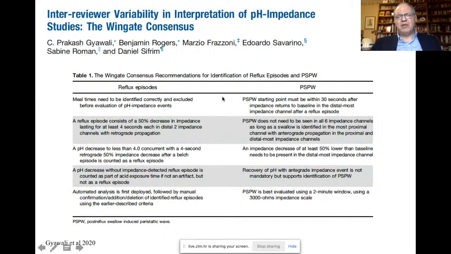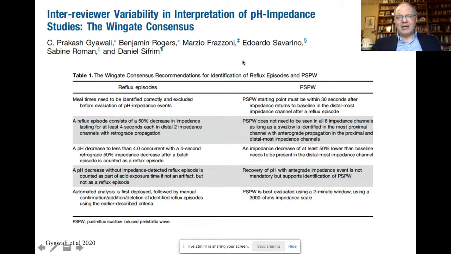Now, we have recently improved the consensus on the diagnosis of reflux events by impedance. There was a problem with the automatic analysis of impedance. The software designed for automatic analysis is pretty bad. In general, it over-diagnoses reflux events. So we need to visually or manually edit what the automatic analysis of impedance measurements is doing.